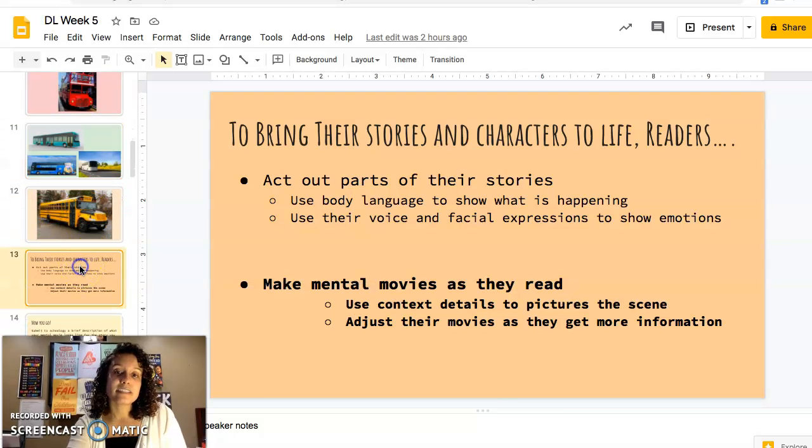So today, when we're talking about bringing our stories and characters to life, one thing is that we can act out. But the other thing is that we can make actual movies in our mind and use context details to picture this scene and adjust the movie as we get more information. You're thinking of it step by step. So I want to read a passage really quick, and afterwards I will explain the thoughts I have as I'm reading this and thinking of my mental movie that is taking place.